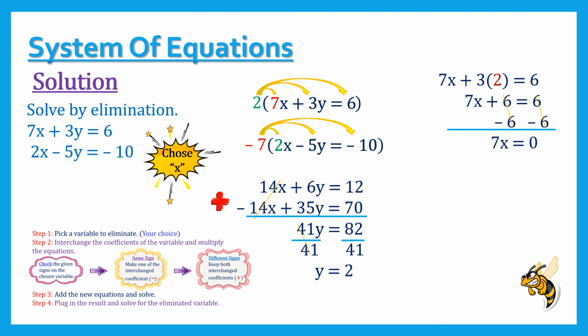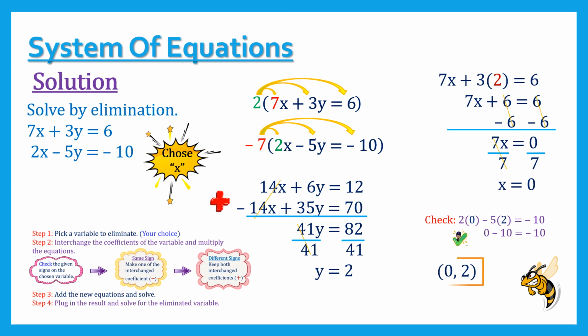It is perfectly fine to have 0 as an answer. Now I need to get rid of the coefficient of 7. So the opposite is to divide both sides by 7. So x is equal to 0. Now that we have the answer for x, we have a value for y. We're going to plug it into the second equation to check my solution. So it'll be 2 times 0 minus 5 times 2 equals negative 10. So 0 minus 10 is equal to negative 10, and that is true. So therefore, my answer is 0, 2.